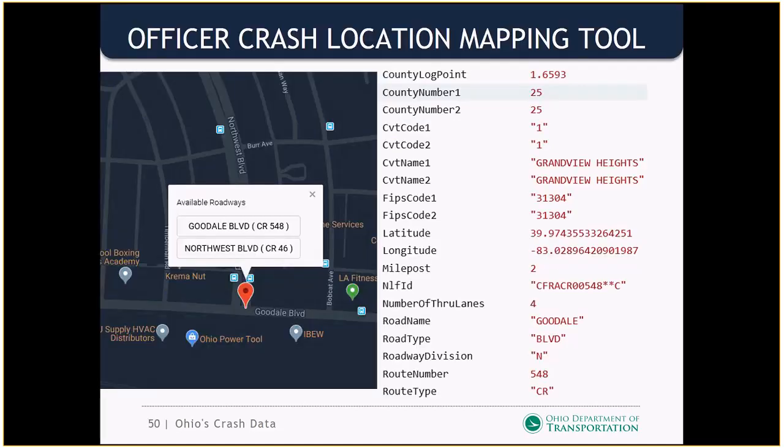And so essentially they'll click on a map and it will pull up the roads that are within 250 feet of where they clicked. And then they'll select which road the crash occurred on. And then we give them back the correct city, the correct county, the correct CVT code. They'll store the NLF ID in LogPoint for us. And so we're providing better information back to the source, so there's less cleanup we need to do at the beginning, or once it gets over here to ODOT.